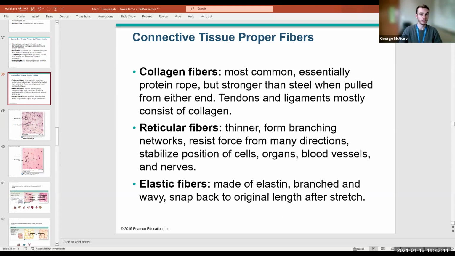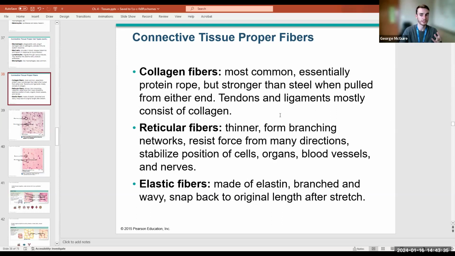We then have reticular fibers, which are thinner and are more likely to form branching networks. And so reticular fibers will typically show up where there is tension from multiple directions. And then lastly, we have elastic fibers. So whereas the collagen and reticular resist stress or tension, elastic fibers are made to stretch and then snap back to where they were.